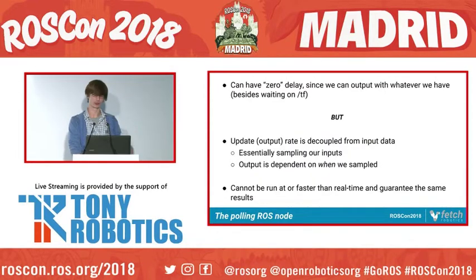What's good about a program that's set up in this way is that it can effectively have zero delay because it's running on its own clock whenever, besides maybe waiting on things that are polling or blocking like TF. But you can't really run faster than real time, or even at the same speed, and guarantee that your results will always be the same.